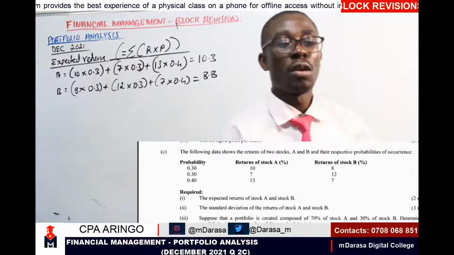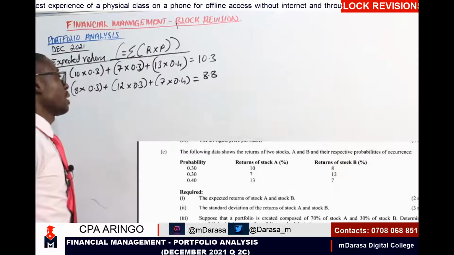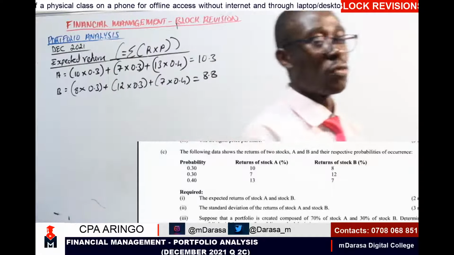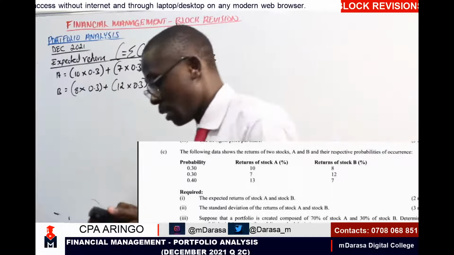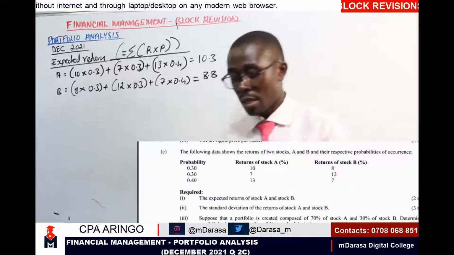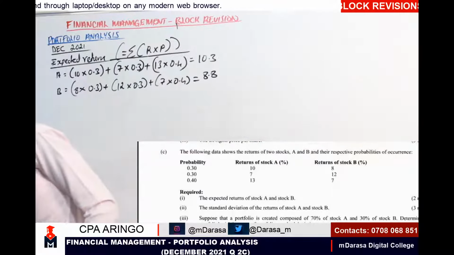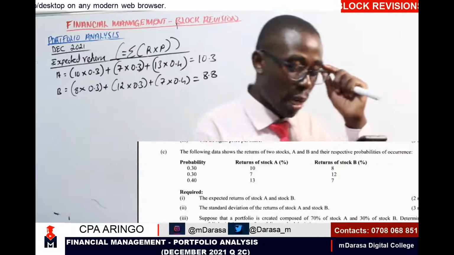So in this case, we have already determined our expected returns. That is 10.3 and 8.8. Kindly confirm with your figures. So once we have determined our expected returns, the next question: what were we required to do, my good students?